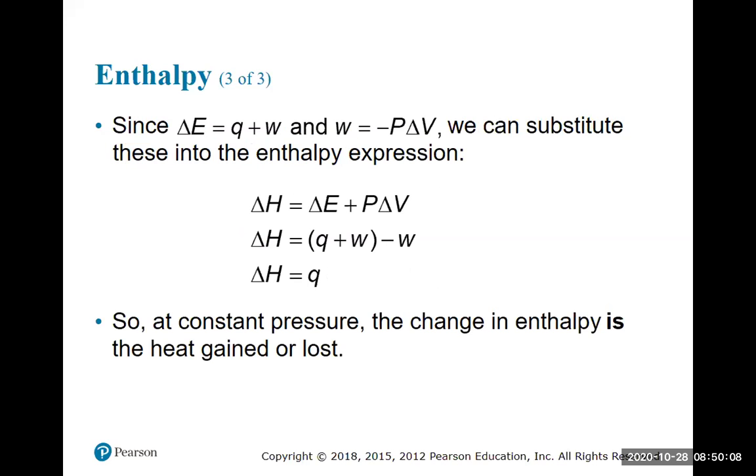If we think back, we said before that delta E is equal to heat plus work, and we previously had said that work is equal to minus P times delta V. So if we do some substitution here, delta H equals, substituting Q plus W for delta E, Q plus W. Then if work is equal to minus P times delta V, we can substitute that in and change the sign to minus, and it boils down to delta H is equal to Q.